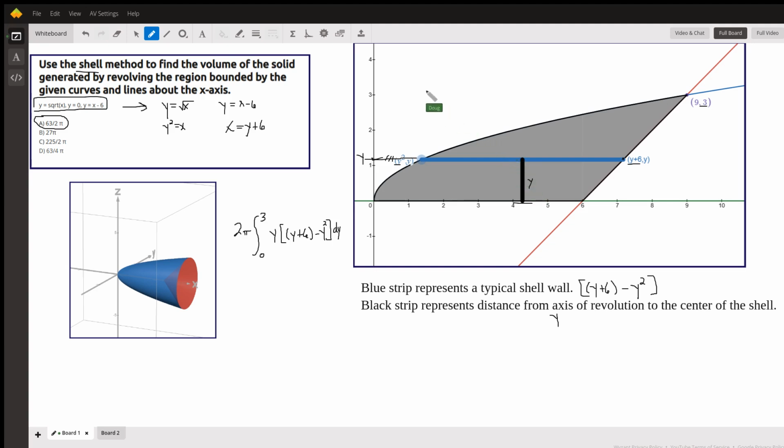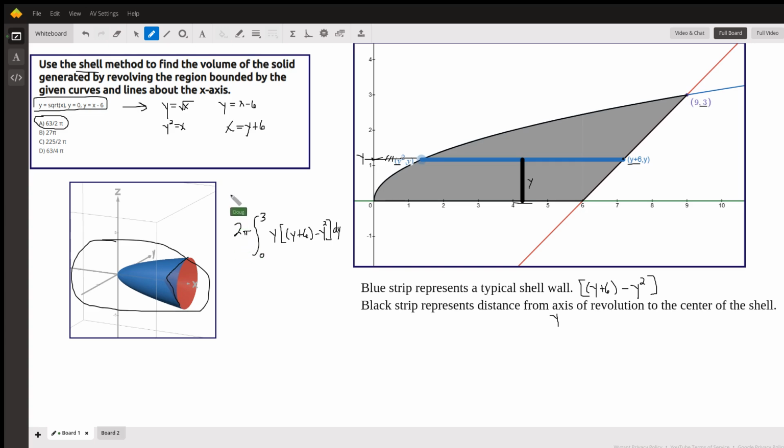It's y minus 0 if you want to be accurate. Okay, and then, by the way, here's a picture of the 3D shape that's generated, where this red portion is the hollowing out.